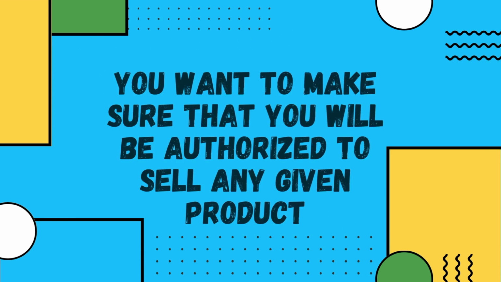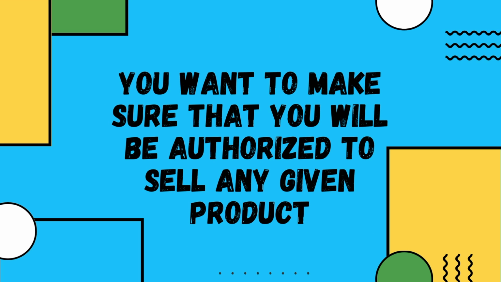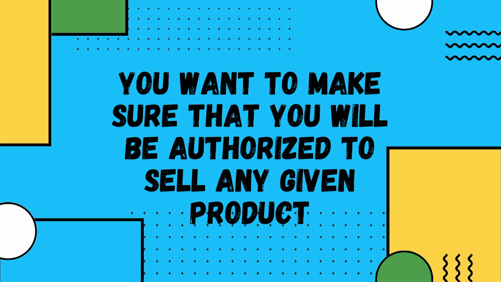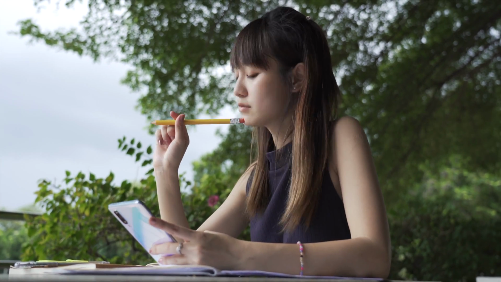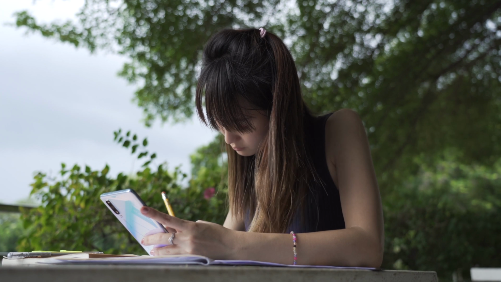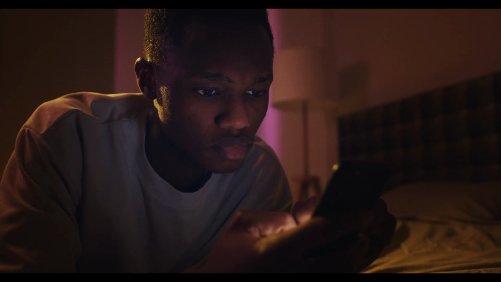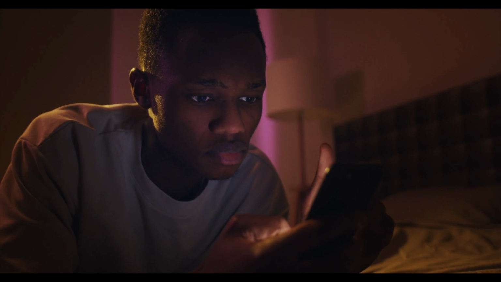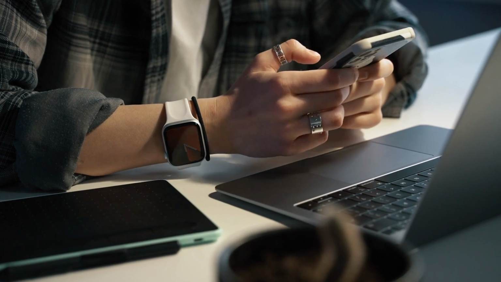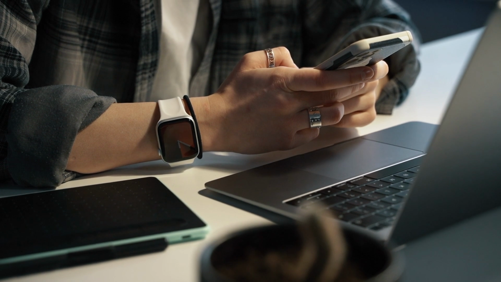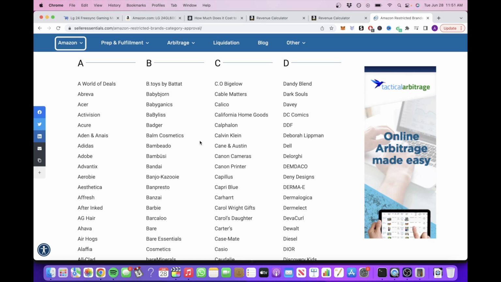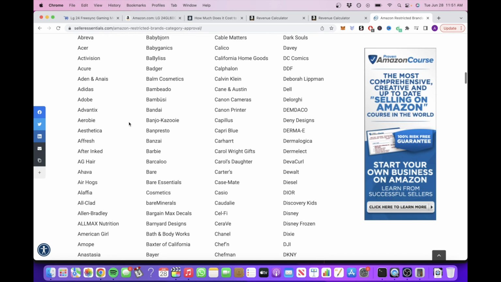So another thing is that you want to make sure that you will be authorized to sell any given product. So for example, if you were to try and resell a product from Samsung or Apple, you unfortunately will be required to have authorization to resell these products, whereas other brands will simply just allow you to resell the products without authorization. And you can figure this out by looking at the Amazon restricted brands list, which shows you which brands will enable you to resell their products.